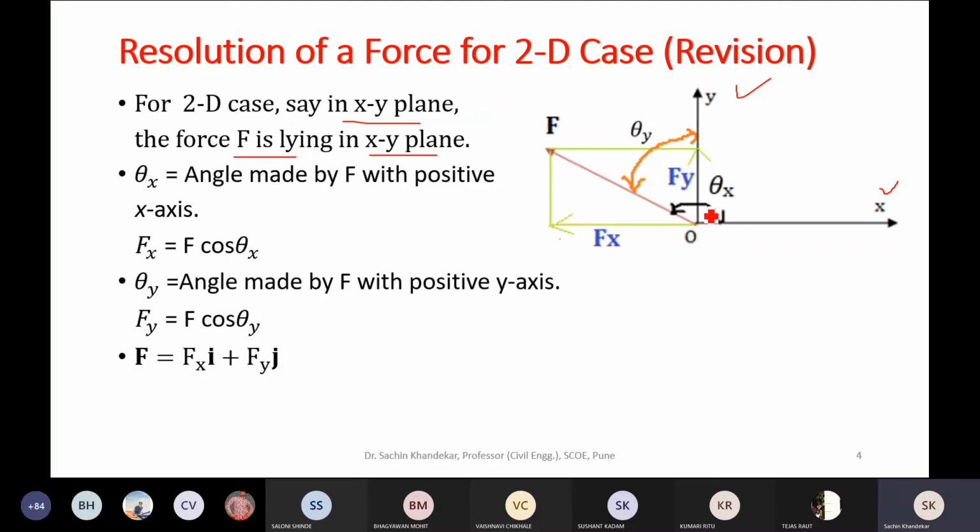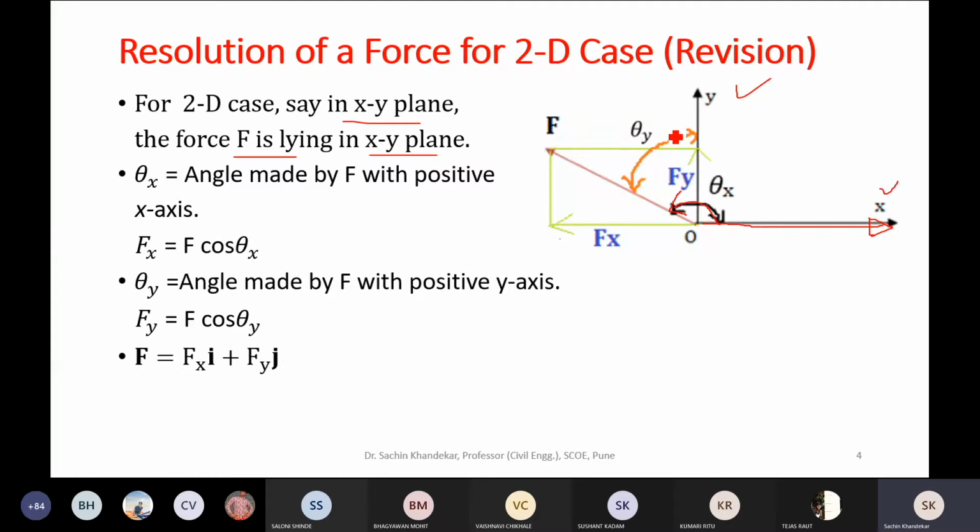And now here, this force is making, say, angle theta x with respect to the positive x-axis. So please note that we are measuring the angle theta x as the angle made by this F with respect to the positive x-axis. Please note how we are defining the value of theta x. And the same knowledge I am going to extend to the three-dimensional case, that means for a space force.